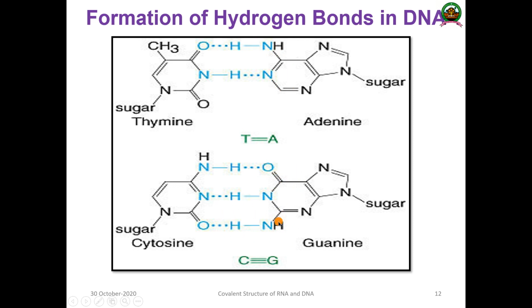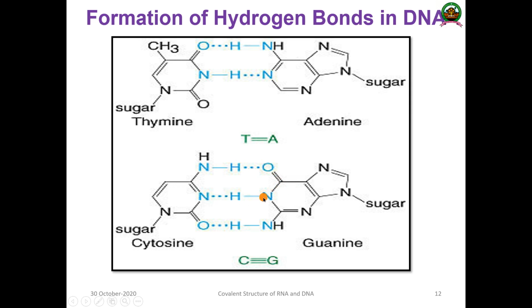So how is it produced? In this particular case, in the cytosine there is an NH2, isn't it? Out of that NH2, one of the H will come here, and that H will interact with this oxygen of this guanine. And there is an OH bond. What is that? Hydrogen bonding.